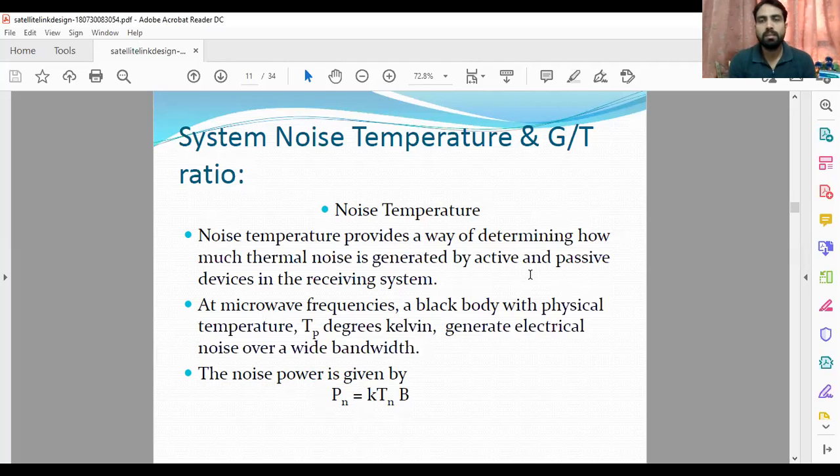As we are working to design a link, specifically, so many parameters are there which always work with it. Among them, we have to take care of the system noise also, and that is definitely a very important aspect. If we go here, let's see what exactly noise and noise temperature are.